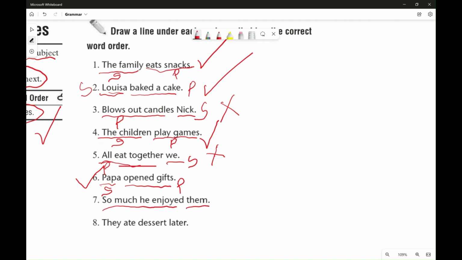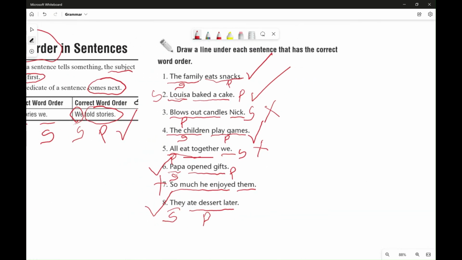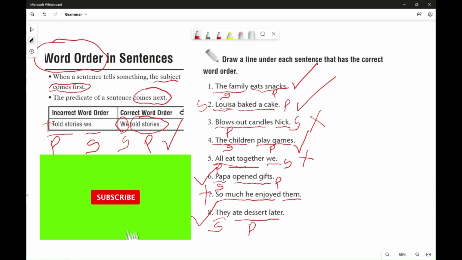So much he enjoyed them. Then, he, what? It should be in the first, not in the middle. Wrong. They ate dessert later. They, the subject, ate dessert later, the predicate. Perfect. I hope you learned what a complete simple sentence is.